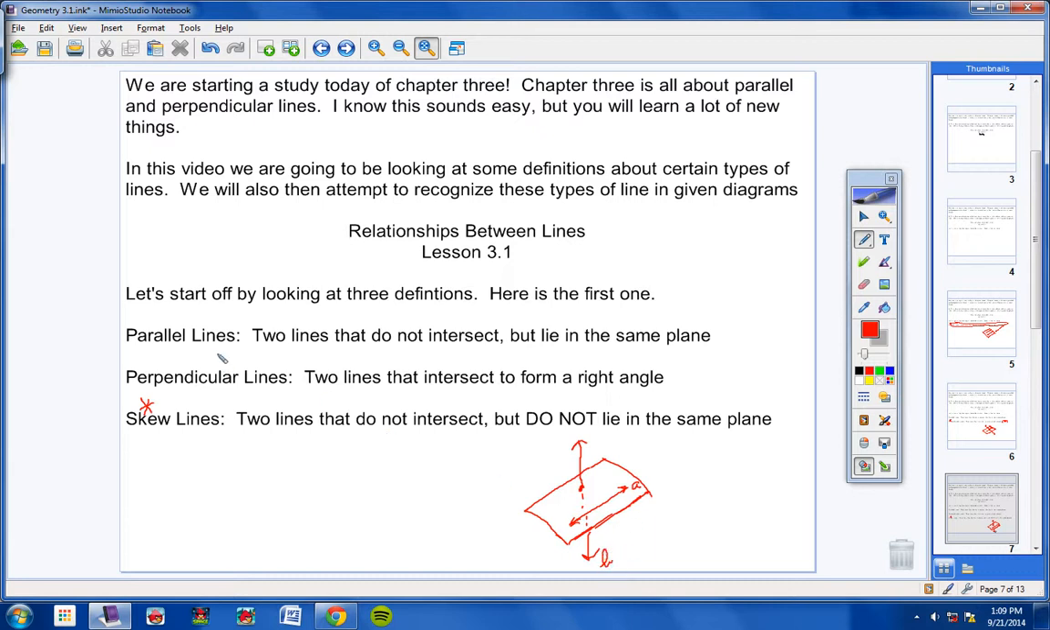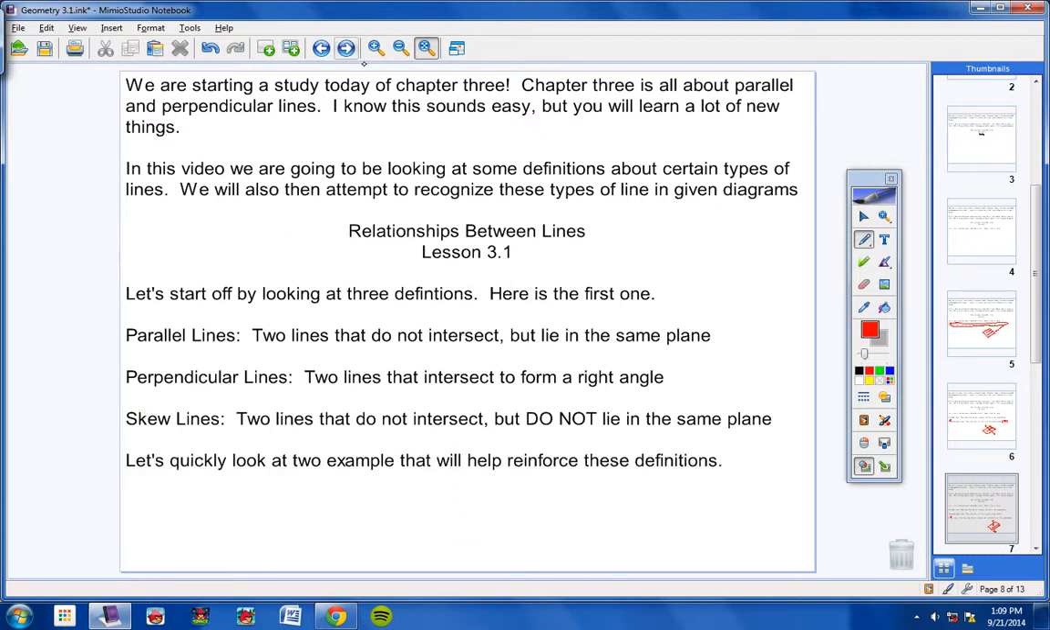Lines A and B are not parallel, even though they'll never intersect. They won't intersect, but they're not parallel. They're skew. They're two lines that do not intersect, and they also do not lie in the same plane, okay? I hope you see that. We call that skew lines, okay?